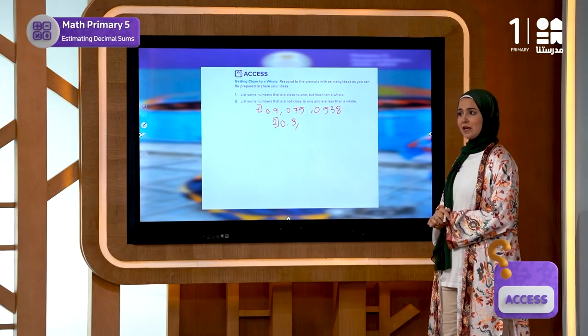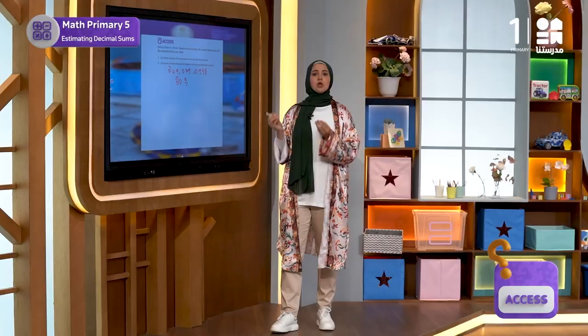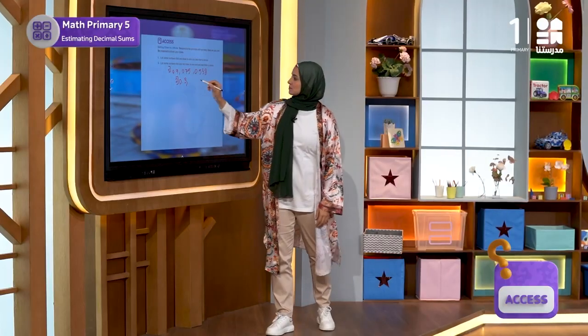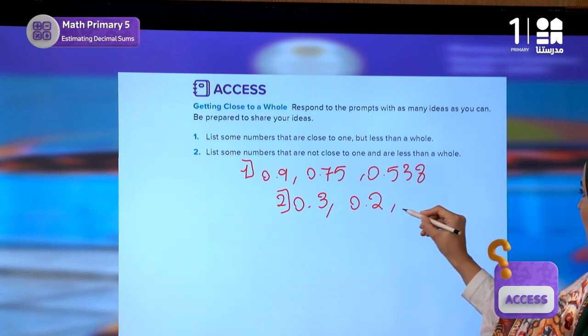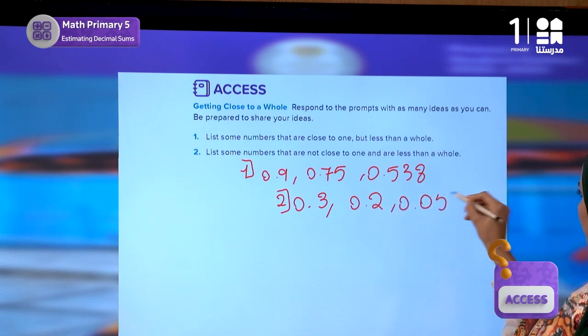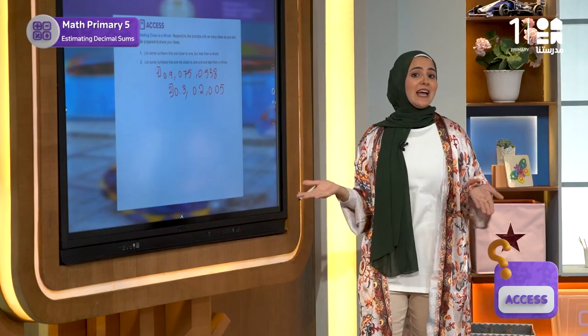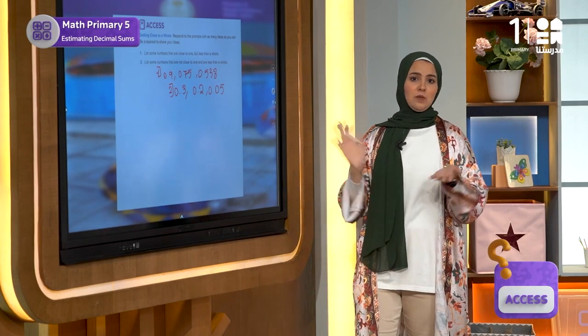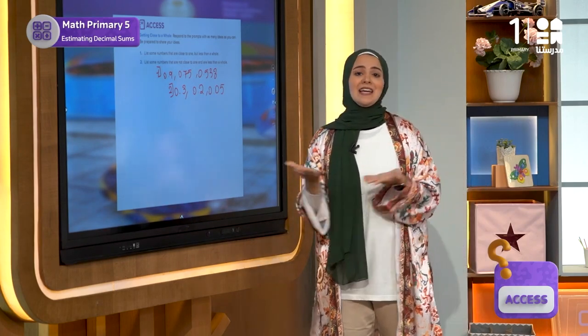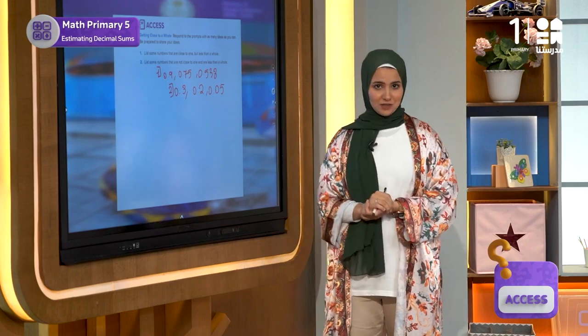What else can we write? We can write 2/10 and 500. What else? We can write 75 thousandths and many other numbers. You could write any other number with the same exact concept.